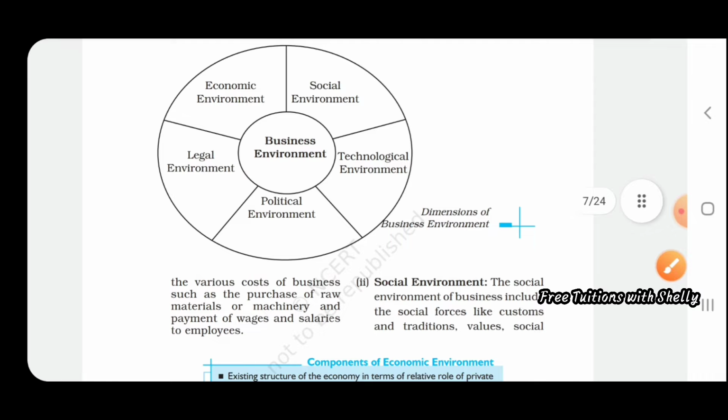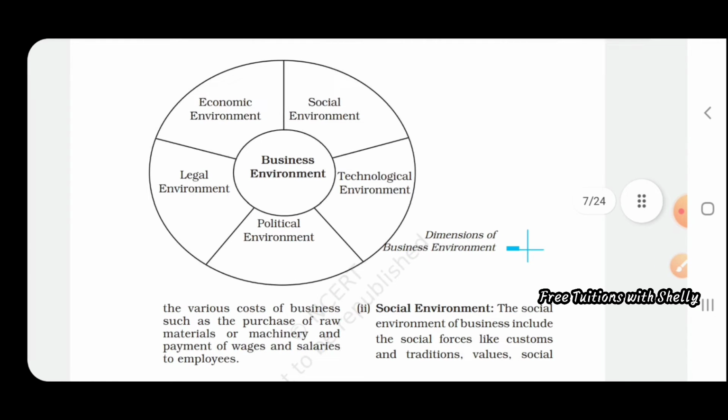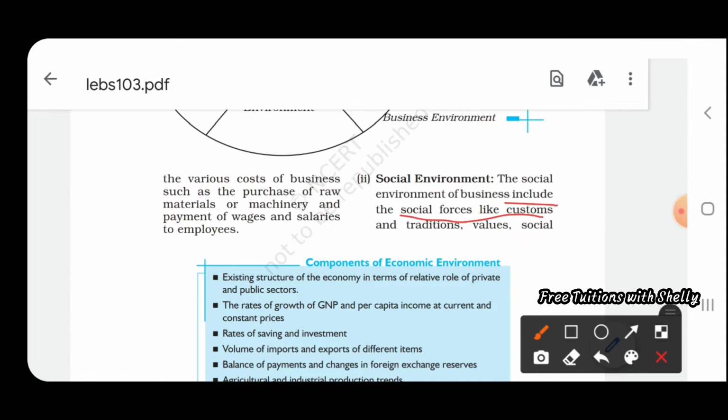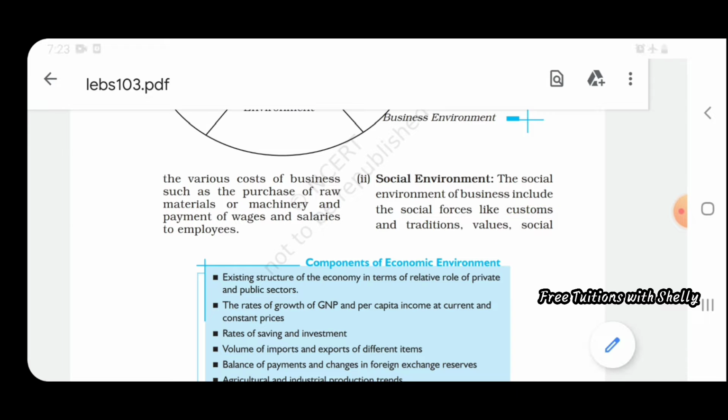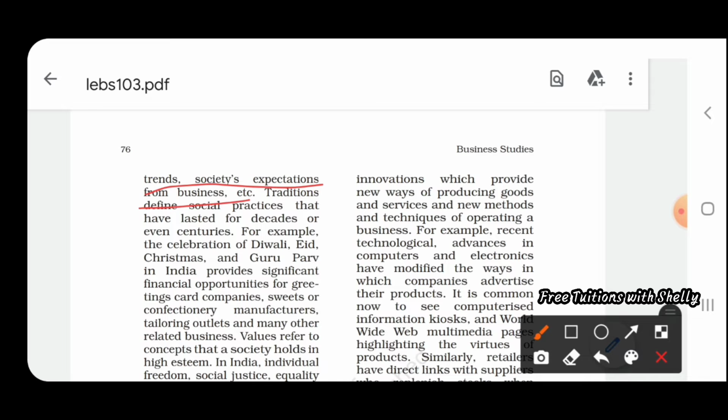Here in this graph, you can see that the business environment is divided into several parts. You can see economic environment, social environment, technological environment, political environment, and legal environment. Second one is social environment. So what does social environment consist of? It consists of various factors like customs, tradition, values, social trends, society's expectation from business. All these customs, trends, societal expectations, values, all these factors affect the business organization.